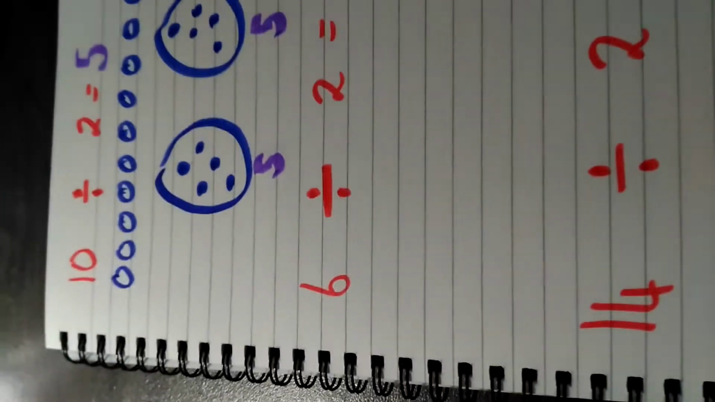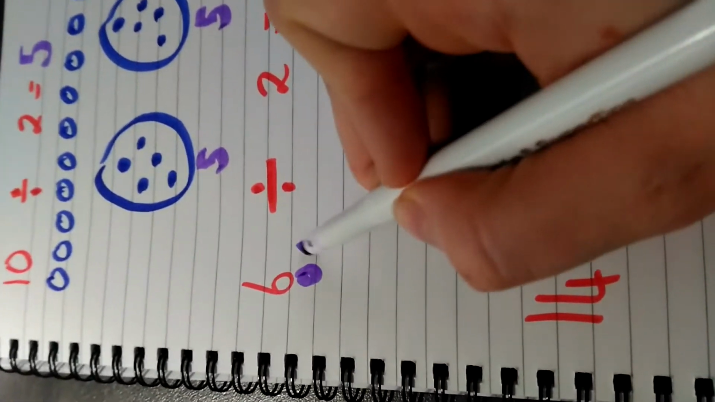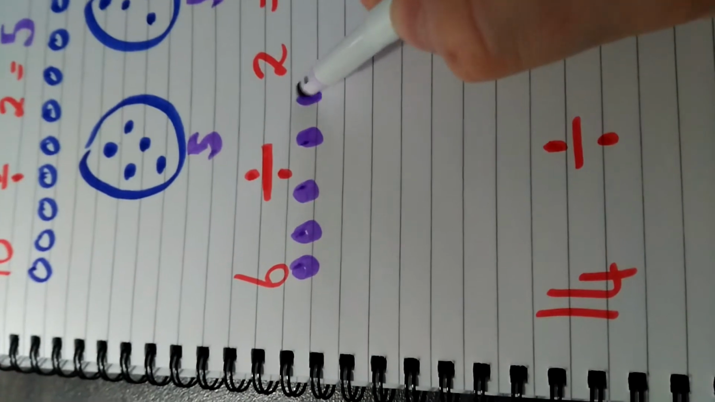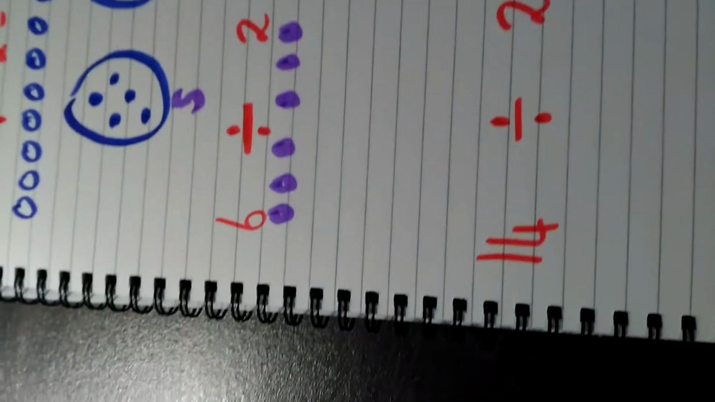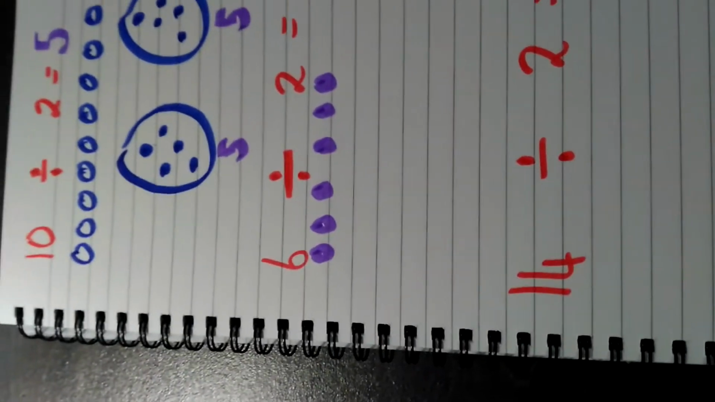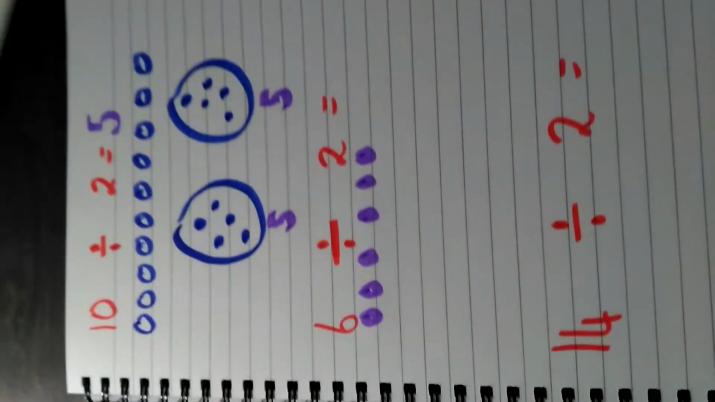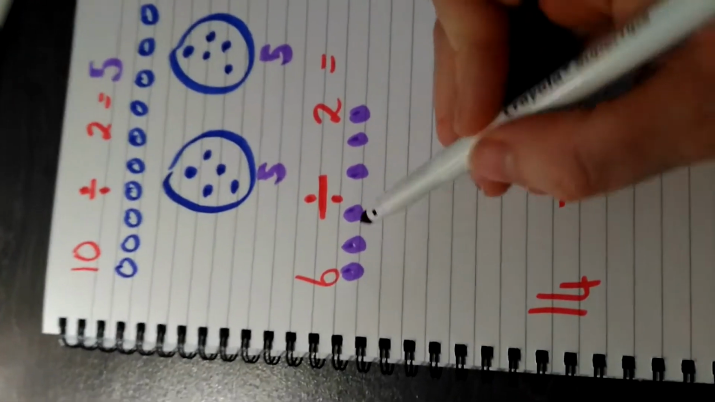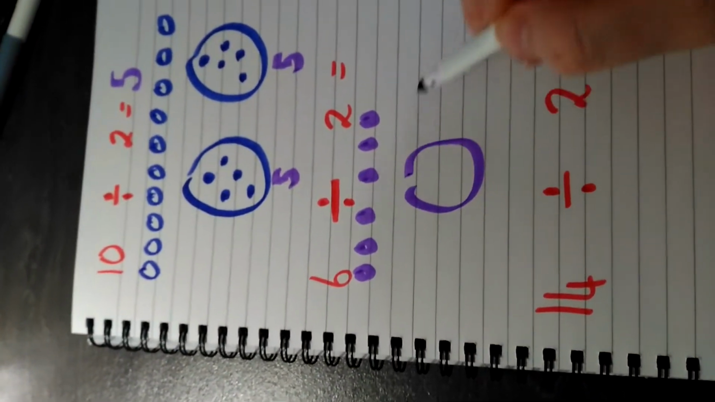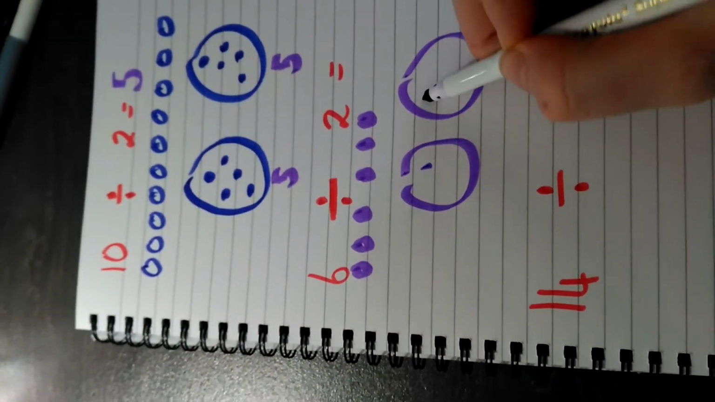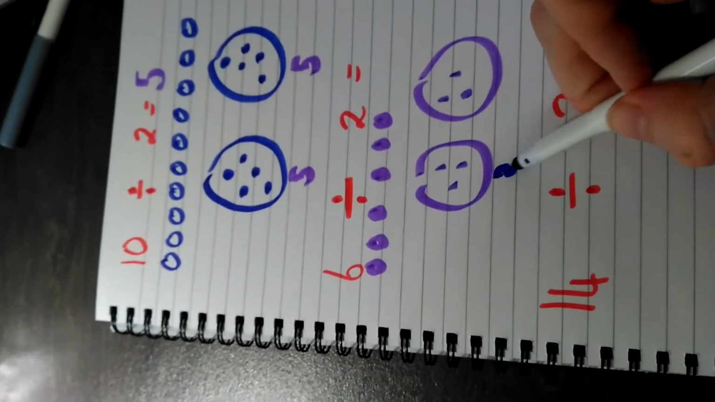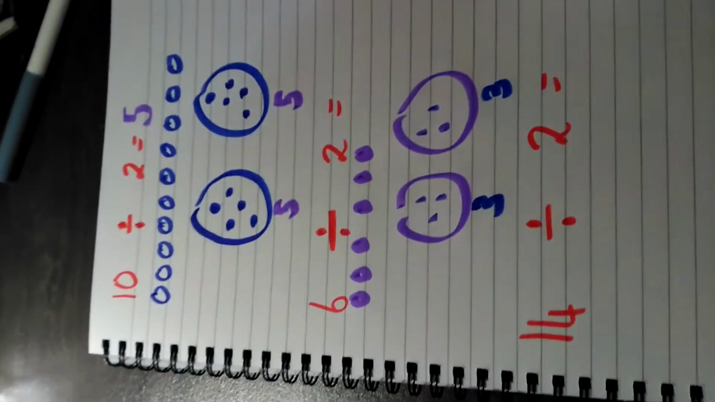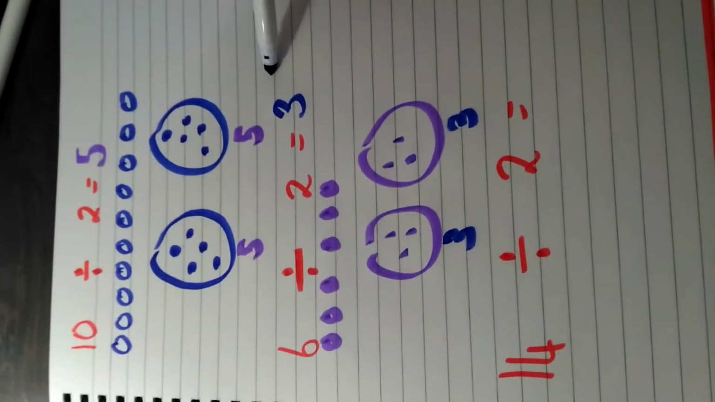So I am going to draw the number 6. Now, some people don't draw the numbers first. I do, just because it tells me whether I need to exchange tens into ones, which is what we'll get onto in a little bit with the bigger numbers. So I've got 6, and I'm dividing them into 2. 1, 2, 3, 4, 5, 6. I've got 3 in that one and 3 in that one. So 6 divided by 2 is 3.